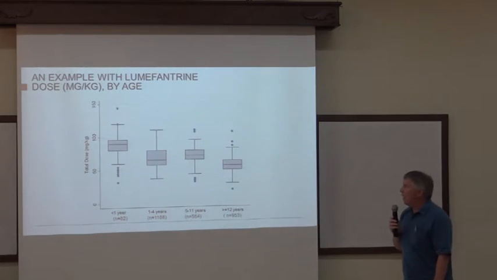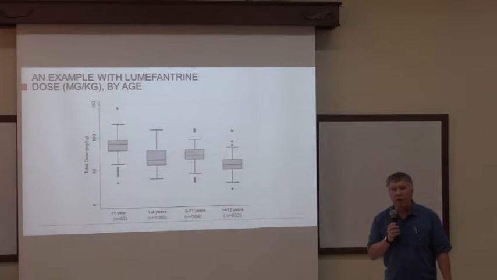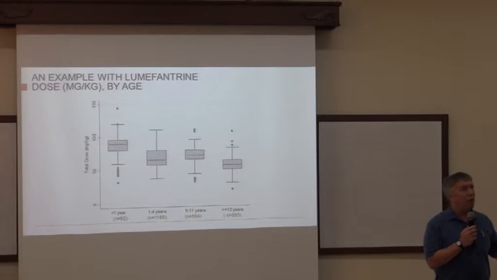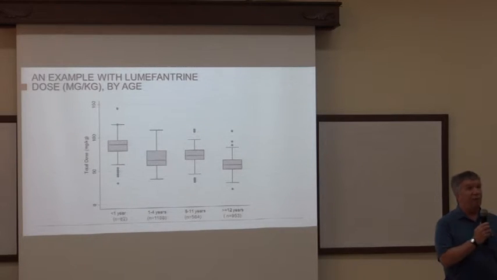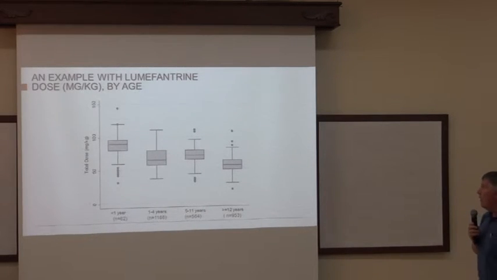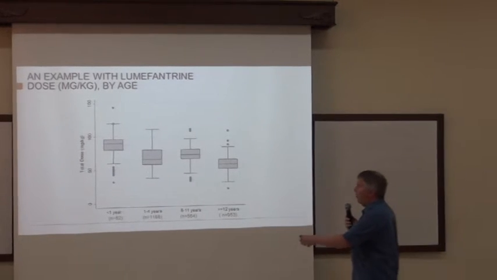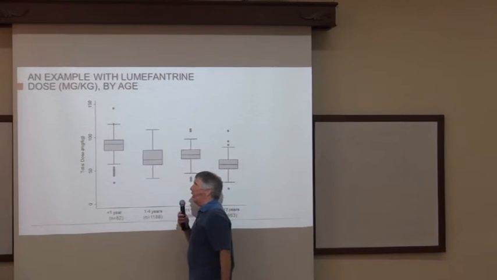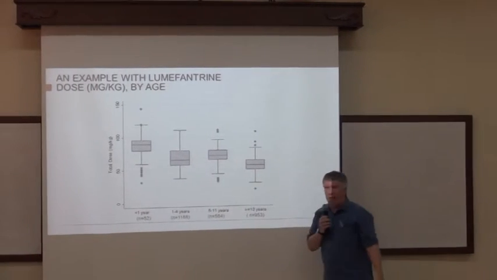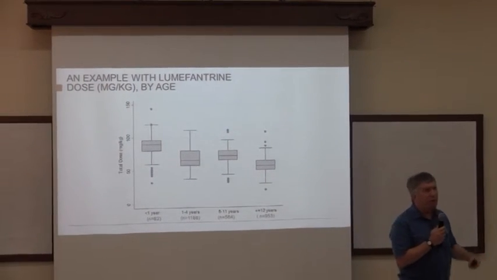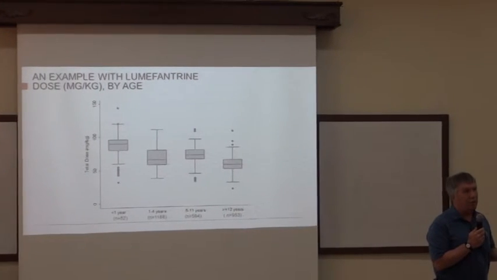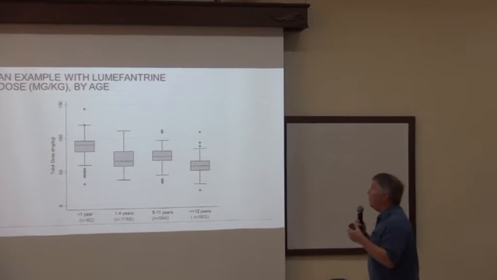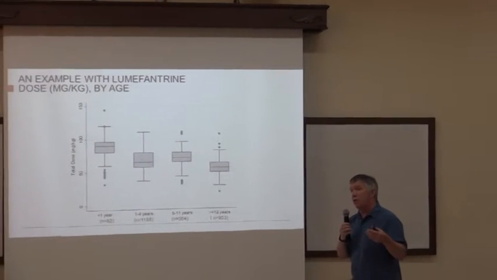Okay, let me give you an example. This is one we're working on and looking at results long after the innovation had been developed and been out in the field. On the y-axis is the total dose of a drug divided by kilograms, and the drug is lumefantrine. Lumefantrine is part of the very successful anti-malarial called Coartem, a combination of artemether and lumefantrine, and lumefantrine is the longer-acting of the two agents.